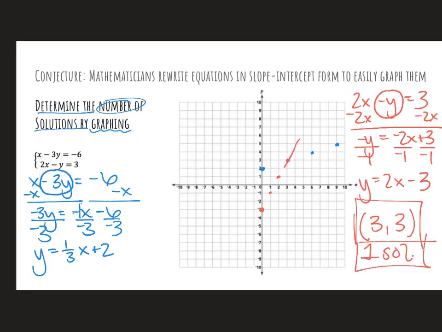Make sure you draw your lines as best as you can. Back to blue. This line's flatter because its slope was a fraction. Okay? A couple more examples.